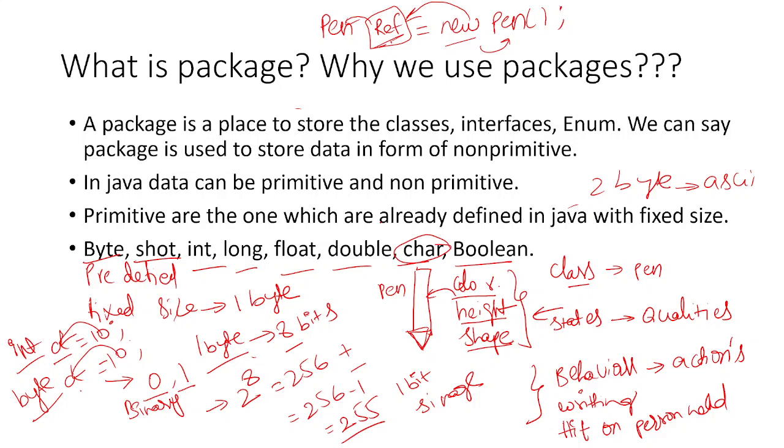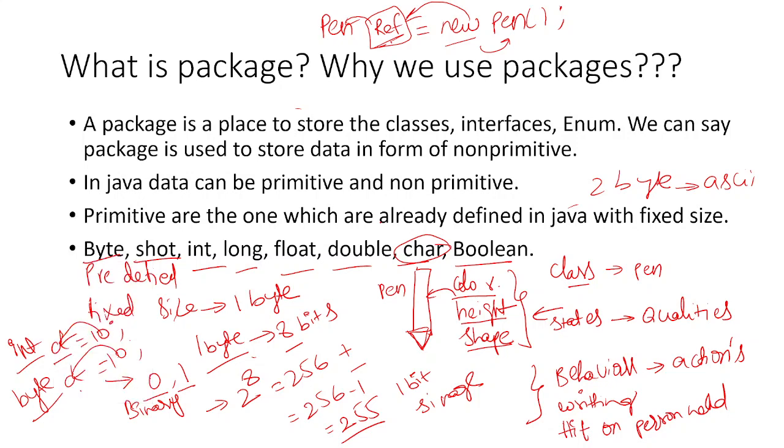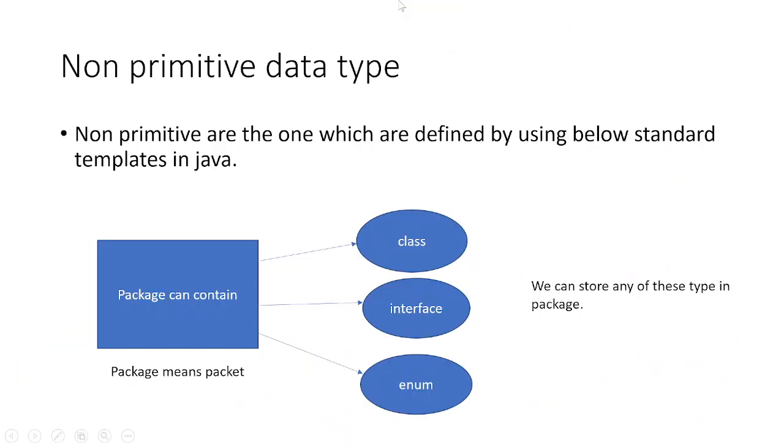In the same way, in primitive we have stored 10 inside a. This 10 is of what type? Byte type. In that same way here we have created an object for Pen. We have stored this object reference inside this ref variable. This ref variable is of what type? Pen. In the same way we have primitive and non-primitive. Non-primitive we store inside a package, whereas primitive types are already predefined. This is all about today's class.